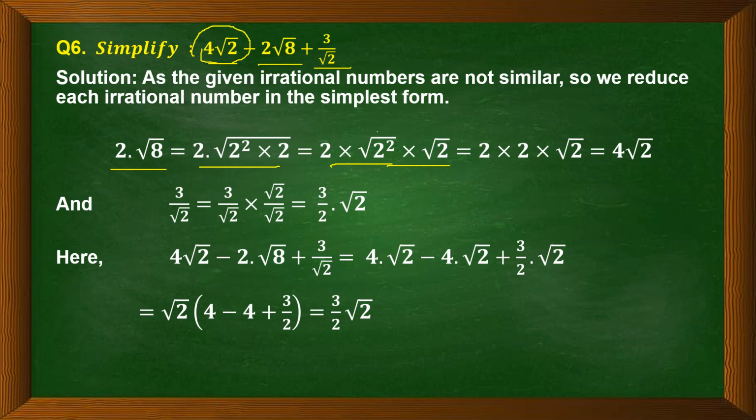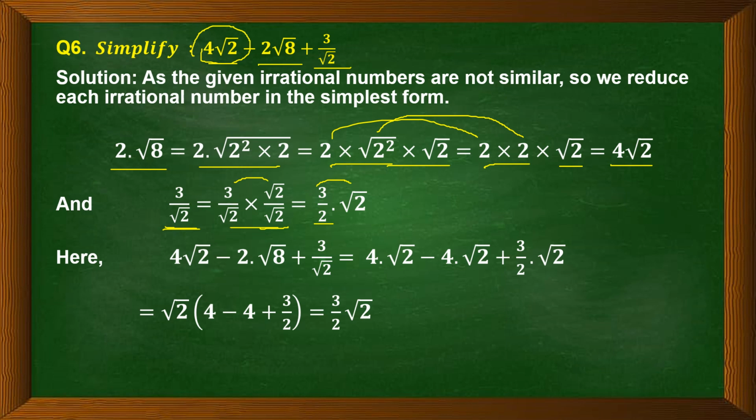Now root of 2 square, take out one of the factors. So 2 into 2, this 2 is over here. So 2 into 2 into root 2. 2 into 2 is 4, 4 root 2 is the simplest form. Now 3 by root 2. Now this we have to rationalize the denominator. So we shall multiply by root 2 in the numerator as well as denominator. Now 3 into root 2 is 3 root 2, and root 2 into root 2 is 2. So the answer is 3 by 2 root 2.